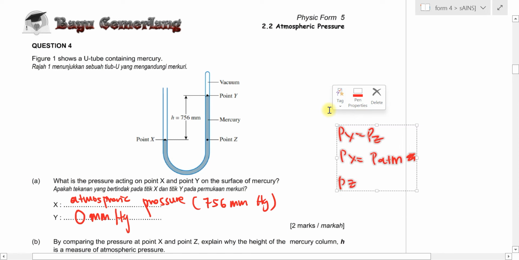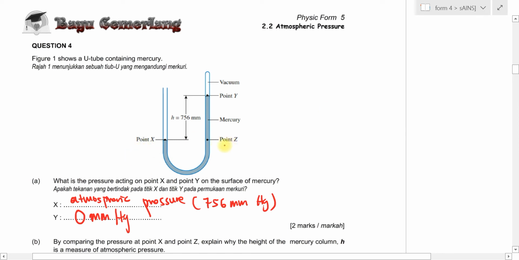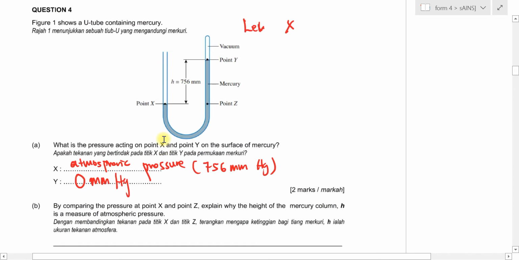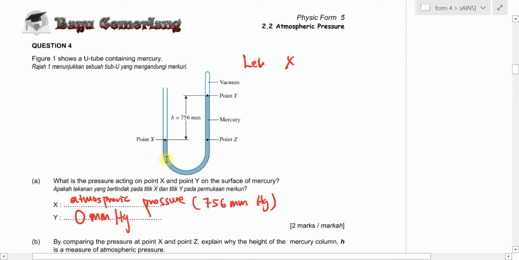Okay, once again, X and Y are at the same level, right? Actually, you can use this as a point to explain, but let me explain first. The level at X is equal to the level at Z, right? So that means pressure X should be equal to pressure Z.